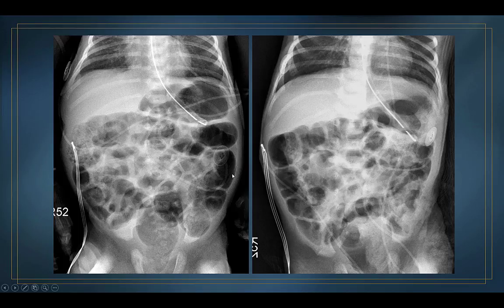Okay, this is a baby that has distension, and he has these funny-looking lucencies, but if you notice on the decube, it looks like it changes. It looks like it layers out. Well, that proves it's meconium. So again, that's one of the advantages of doing the decube, other than the typical things that I mentioned earlier.